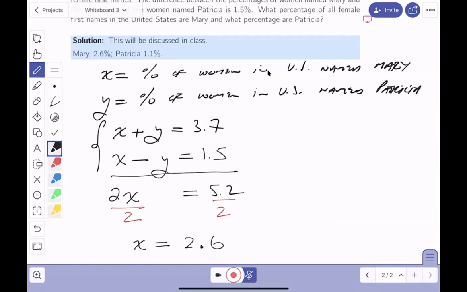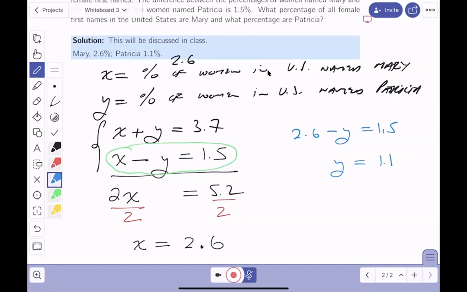All right. What does that mean? X is 2.6%. So this is 2.6% for Mary, right? Which equation would you probably use? I'd say probably this one over here. Let's plug it in. So 2.6 minus y equals 1.5. That doesn't look too bad. I think I can do that without doing too much work. And what do you get over there? I can say 1.1.